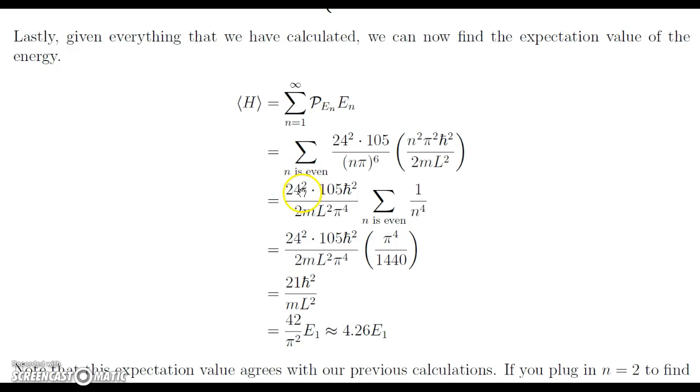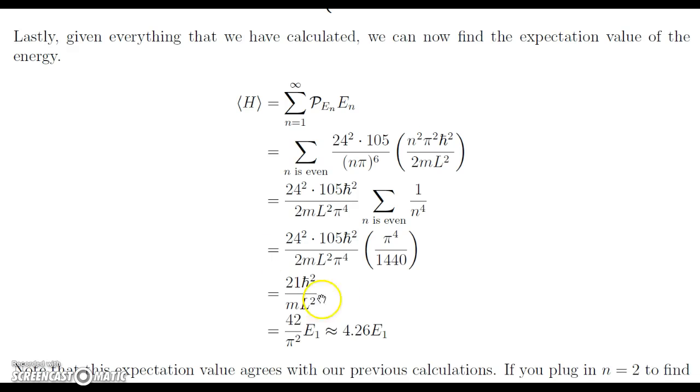And now if we factor all the terms out that aren't dependent on n, we have this nice coefficient out front. But the more important part here is that we have the sum when n is even of 1 over n to the fourth. This sum actually has a distinct value, and it is pi to the fourth over 1440. And now if we collect all our terms and cancel things out, we're left with 21 h bar squared over m L squared.